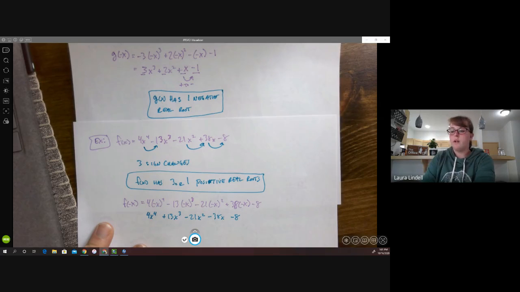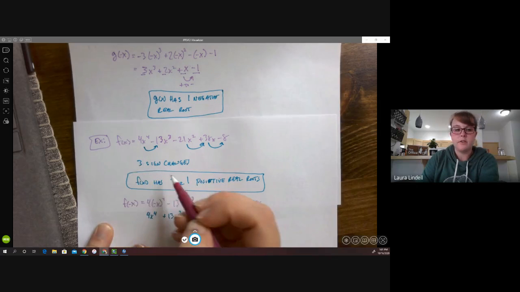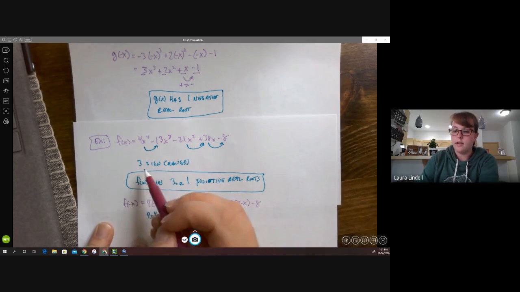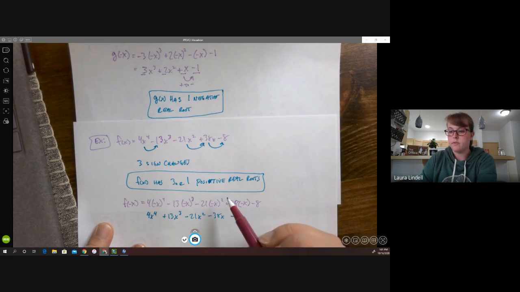It's 3 or 1 because it's less than that by an even number. So it's less than that by 2 or 4 or 6. Whatever you get here, you subtract 2. So like 3, you would subtract 2 to get 1. So we have 3 or 1 positive real roots.